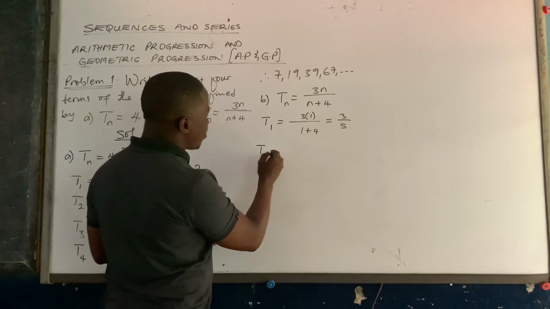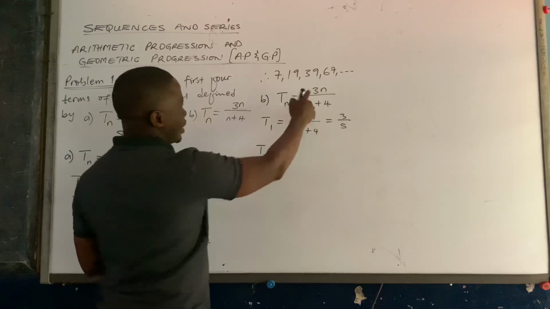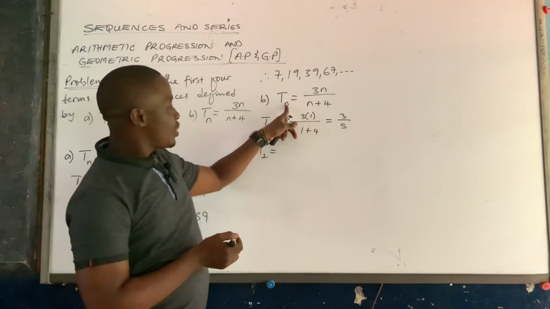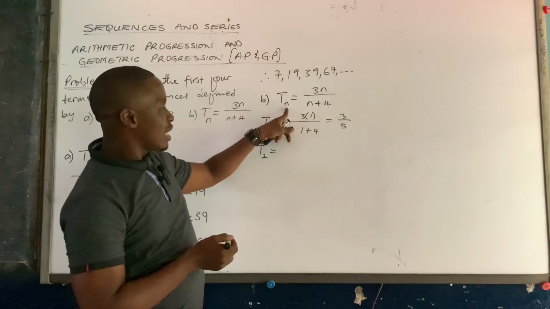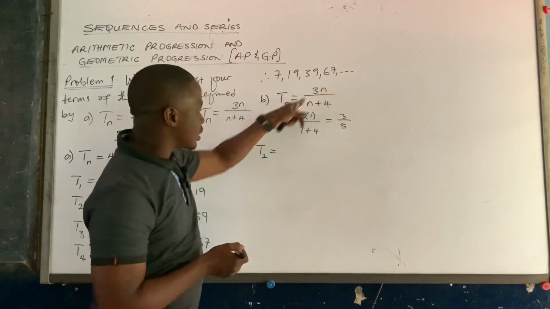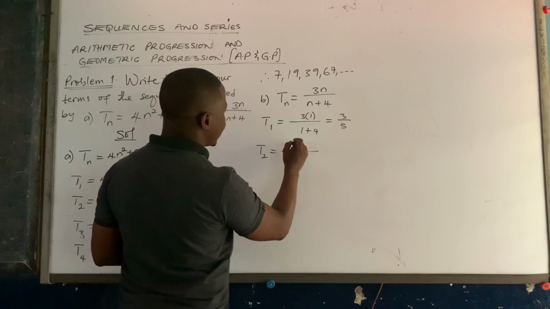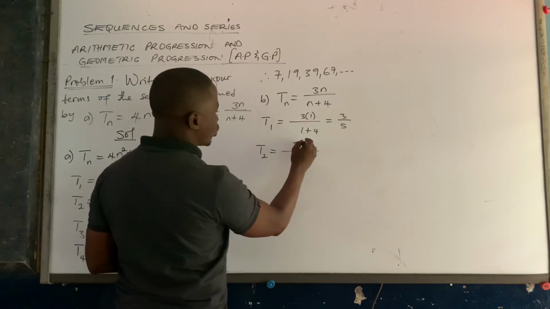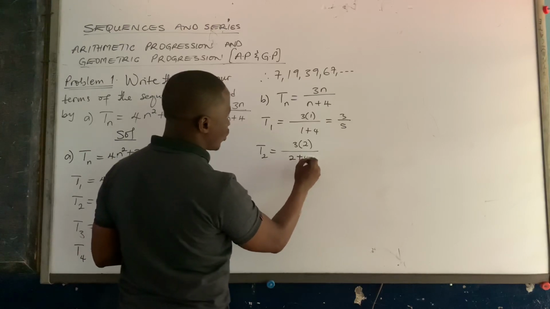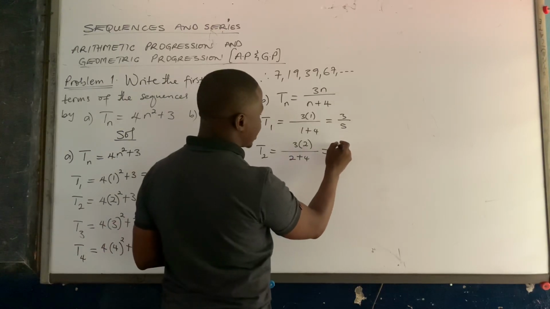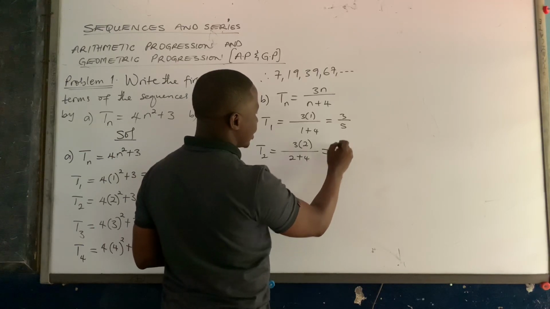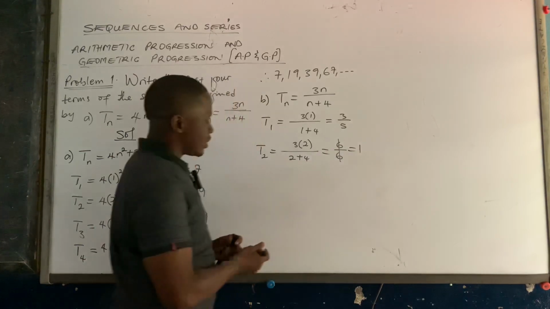So the second term of that particular sequence. This time around, originally t is with n, but now t is with 2. So 2 is going to replace n in the sequence. So 3 times n, this n is 2. n plus 4, that is 2 plus 4. 3 times 2 is 6. 2 plus 4 is 6. So what we get is 1.